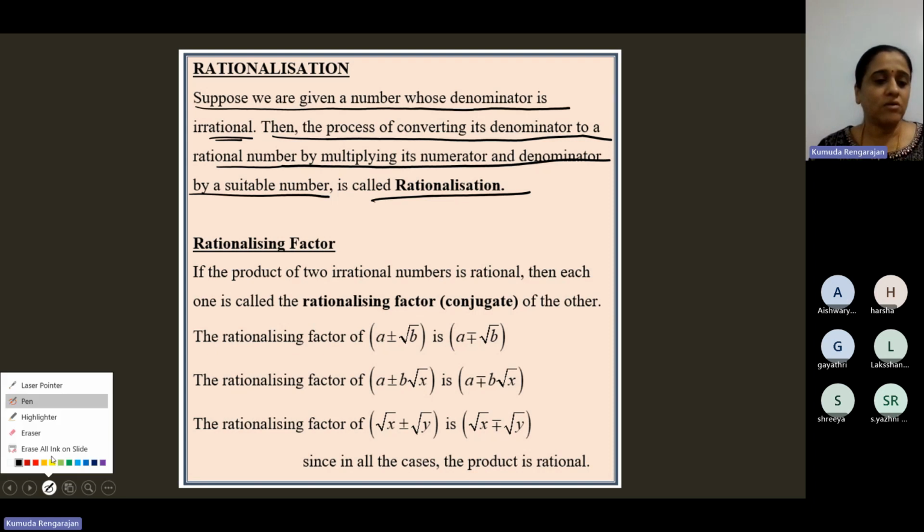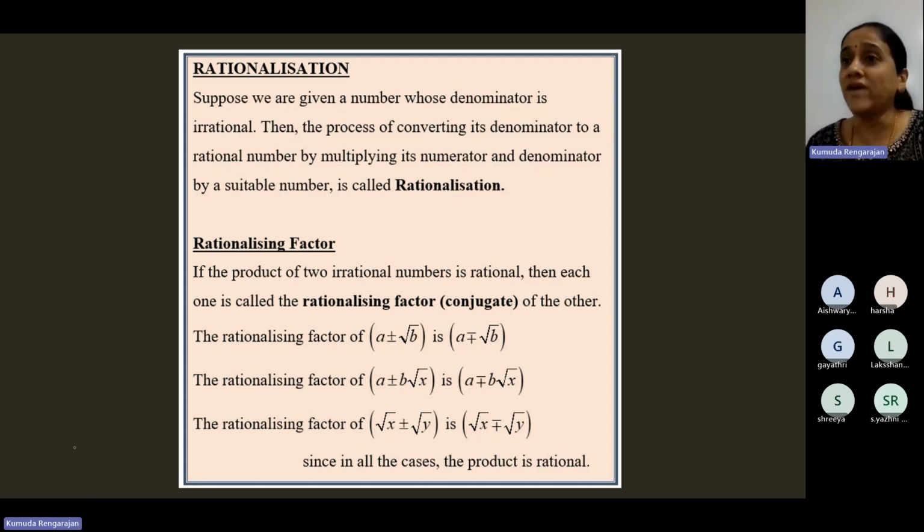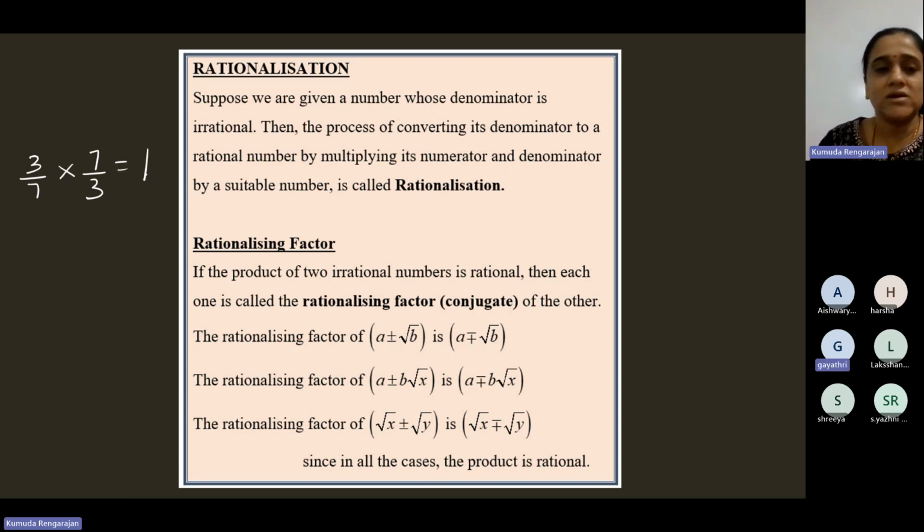Now, what is a rationalizing factor? Let me use the definition of reciprocals to explain it. When the product of two numbers is 1, we say that the numbers are reciprocals of one another. Say 3 by 7 and 7 by 3. What's the product of these two numbers? 1.